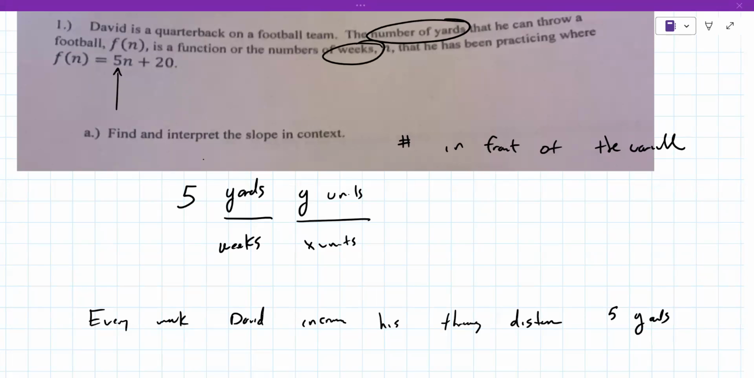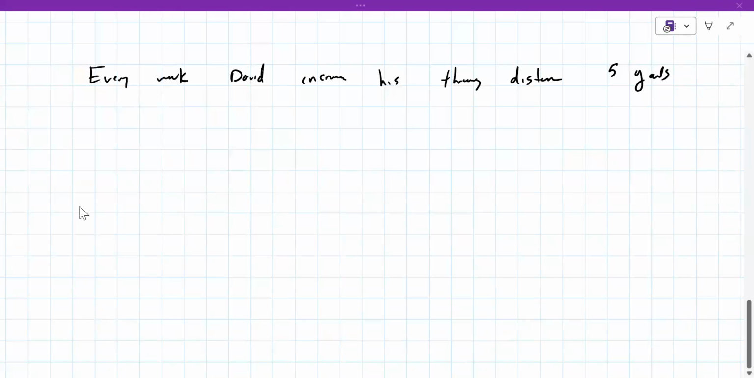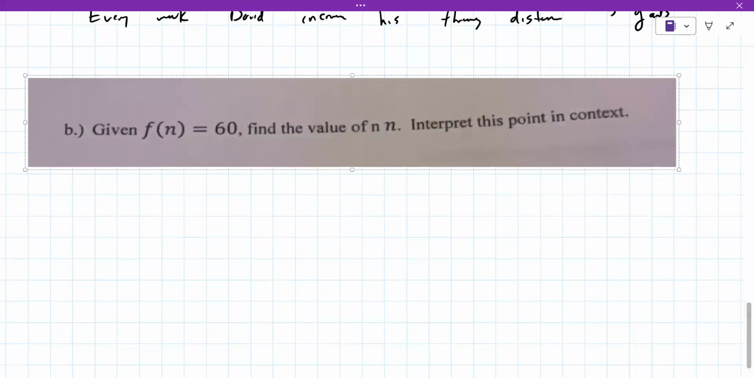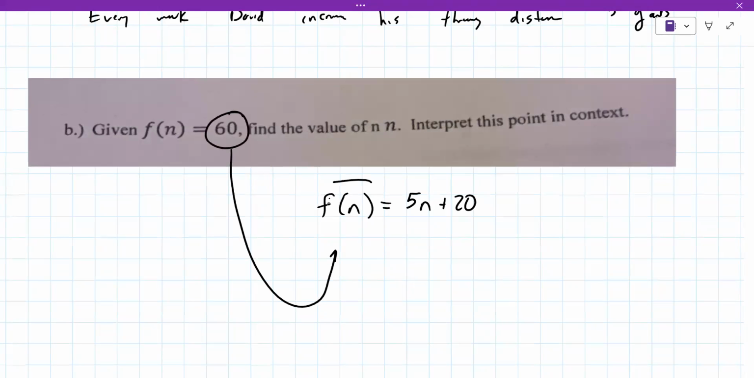So the next thing here is to figure out more kind of interpretation, but this time it's given f of n equals 60. Find the value of n. Let me write the function. The given function is f of n equals 5n plus 20. This 60 is taking the place of f of n. It's replacing all of this. Okay. So it's saying 60 equals 5n plus 20. f of n is in yards. So it's asking like, when will he be able to throw 60 yards? Okay.